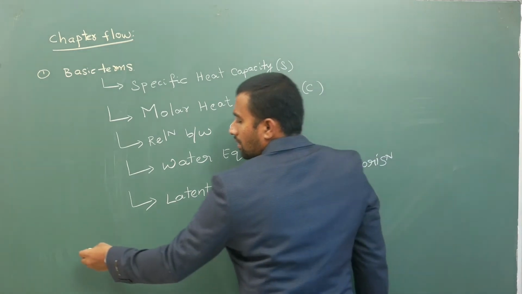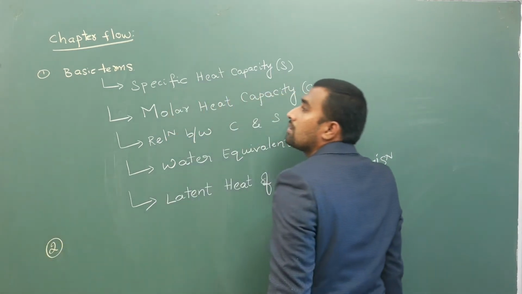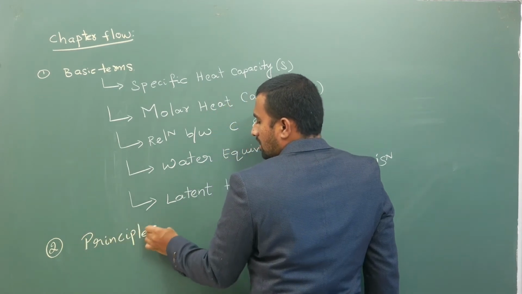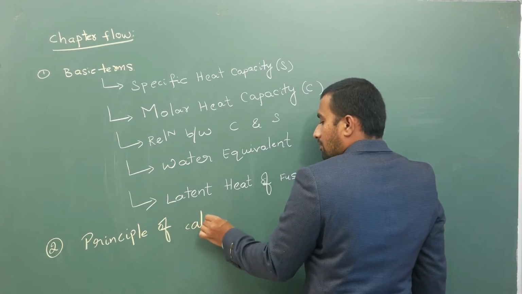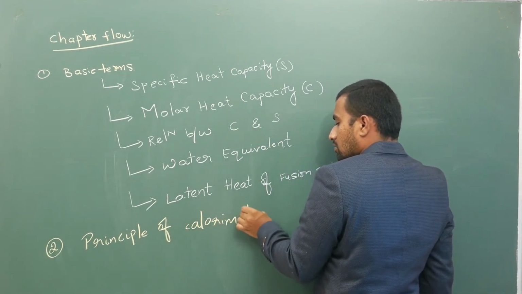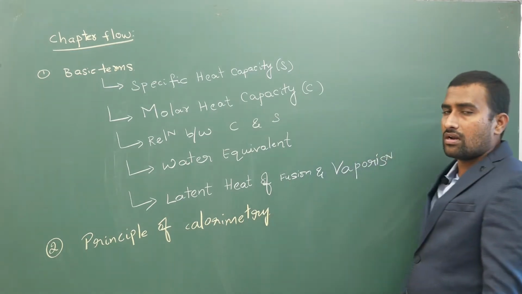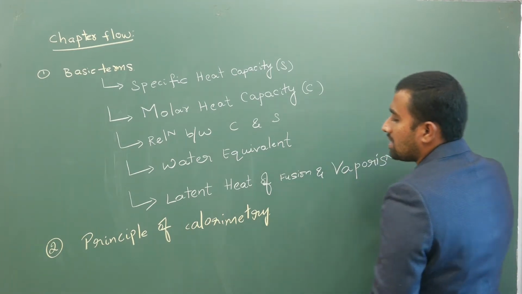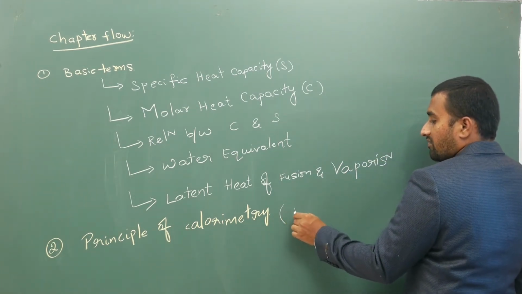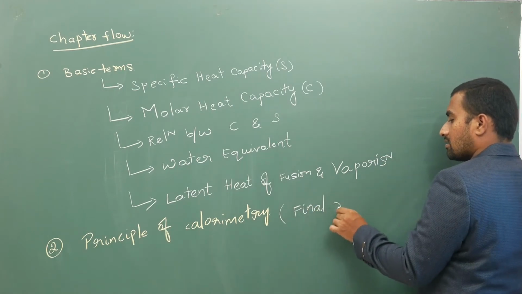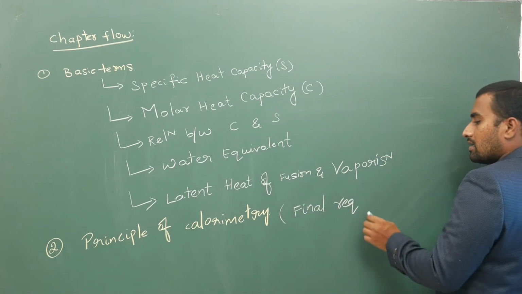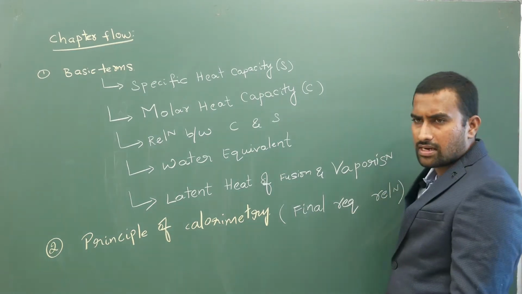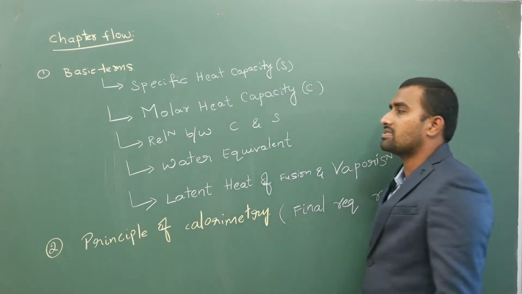Why do you need to know all these terms? Your principle of calorimetry is your ultimate target. The principle of calorimetry is what you are going to apply for every question in this chapter. So the final required relation is your principle of calorimetry. It is nothing but basically conservation of energy.